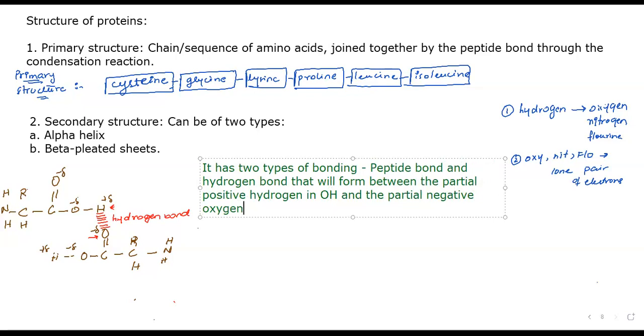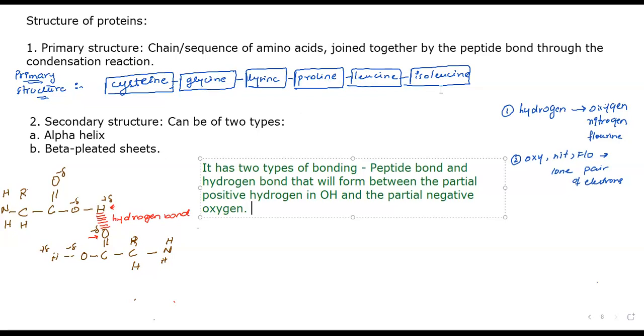So what is going to happen? They're going to end up making hydrogen bonds. So glycine, for example, will make a hydrogen bond with proline. Proline will make a hydrogen bond with leucine, like that. So the amino acids, first of all, are joined to each other with the help of the peptide bond. Then on top of that, they start developing hydrogen bonds with each other, right? As a result, the molecule will start to fold.